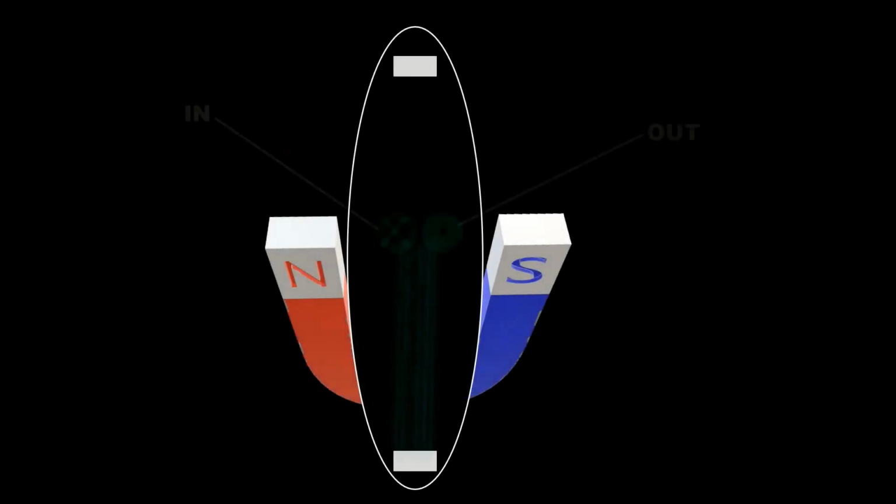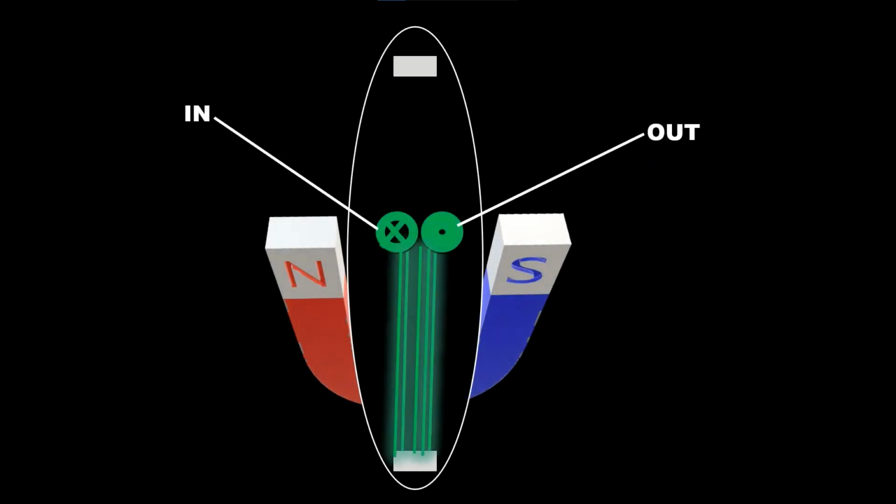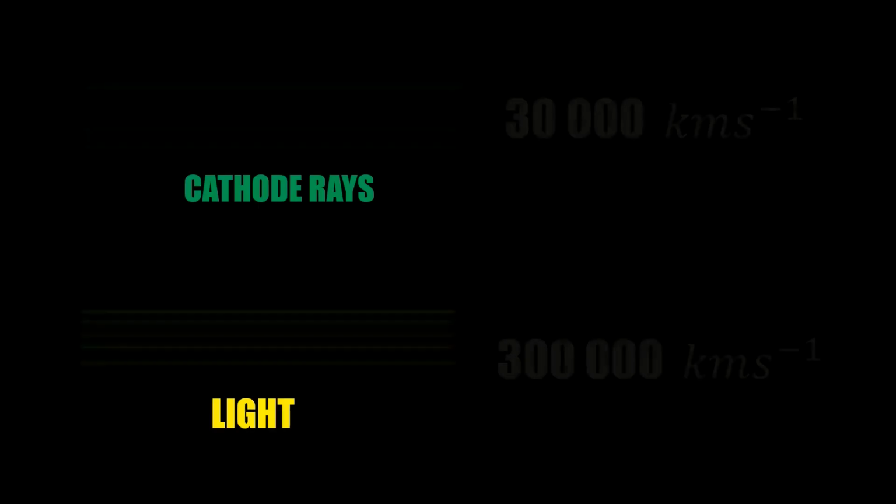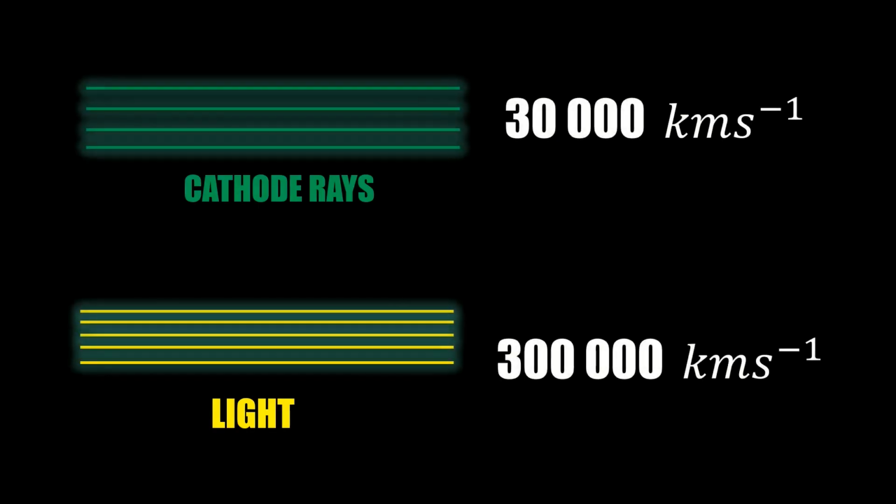When cathode rays are placed in a magnetic field, they never deflect towards north or south. They travel perpendicularly in or out. Cathode rays are 100% identical whatever the gas inside the tube. Cathode rays have the ability to move at a velocity of 1/10 the speed of light. They can also ionize gases as well as penetrate thin metal sheets.